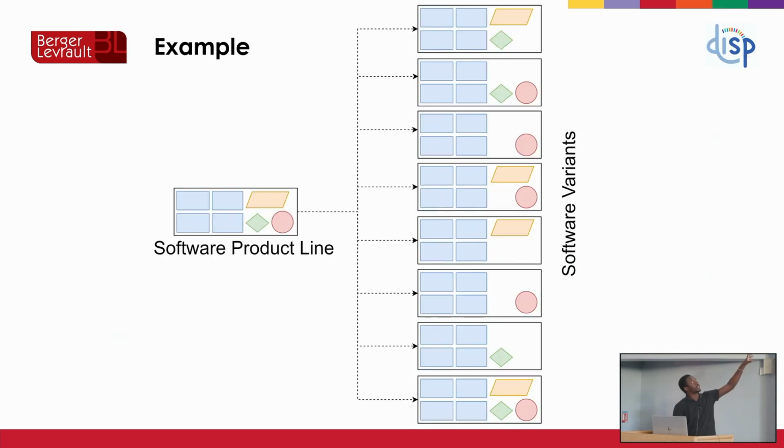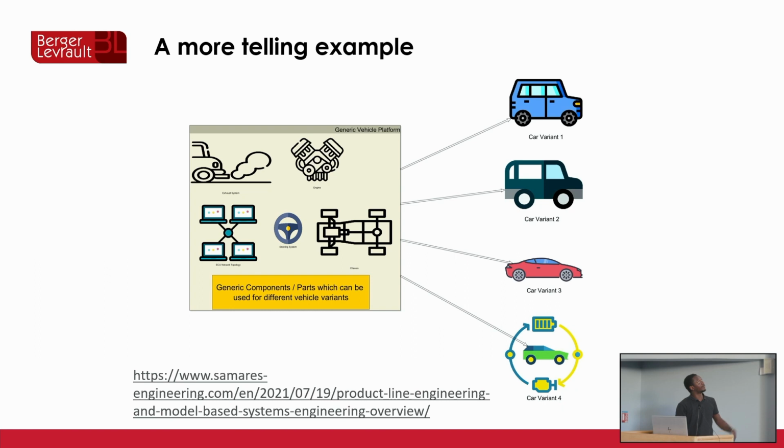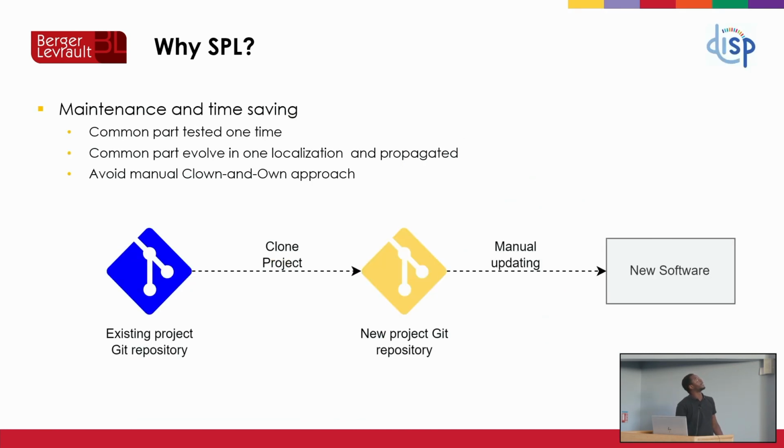We have a product line and we can create a set of variants by reuse. And for that, we rely on a domain feature model that represents all the available features that allow us to create software. And that is a practical example. So we have a reusable part and we can create several things.